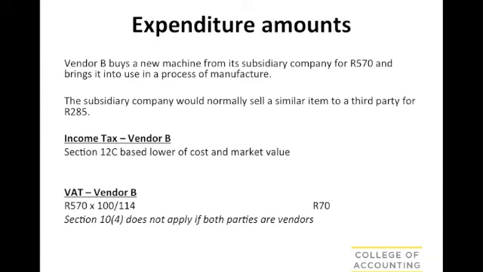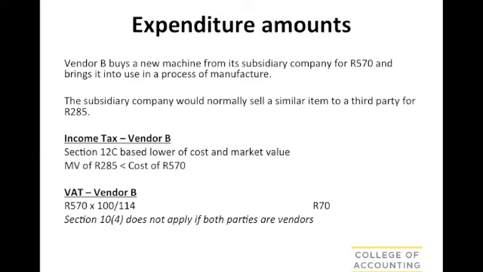vendor B is going to claim a section 12C allowance, but that allowance is going to be based on the lower of cost and market value. And in this case, the market value is 285 Rand and the cost is 570 Rand. So the market value is lower than the cost. Don't forget that you must compare like with like. So market value includes VAT, so you must compare it to a VAT inclusive cost. So for vendor B, their section 12C allowance is going to be based on the market value.